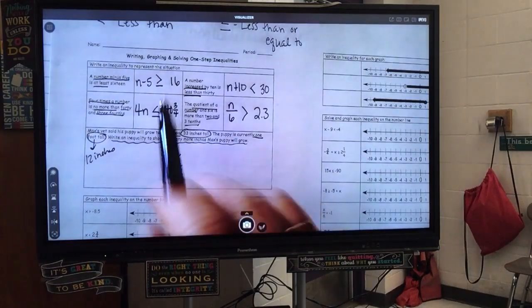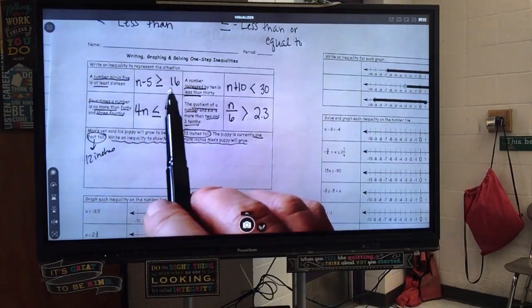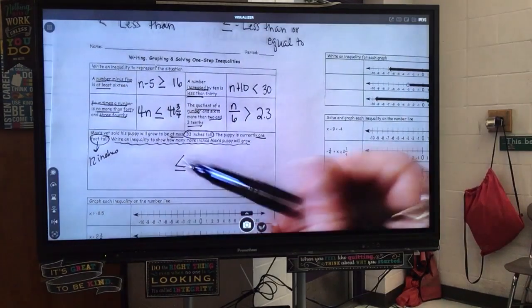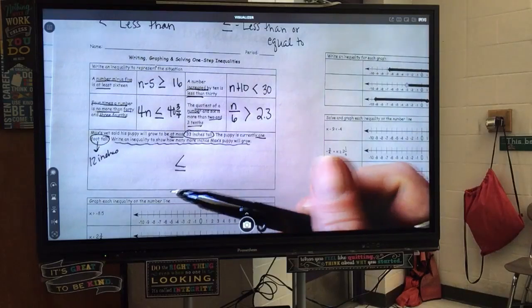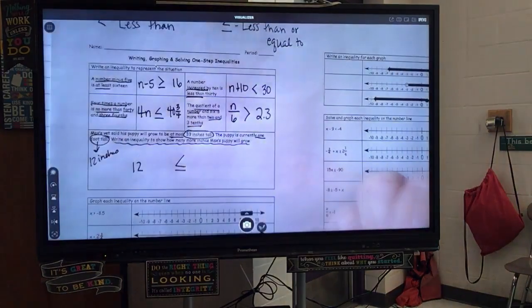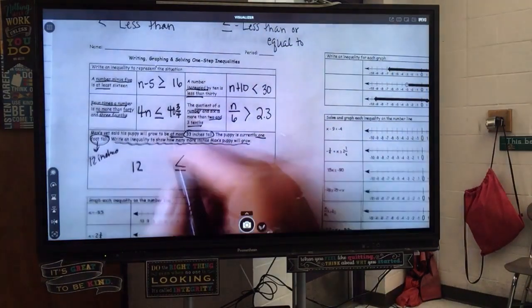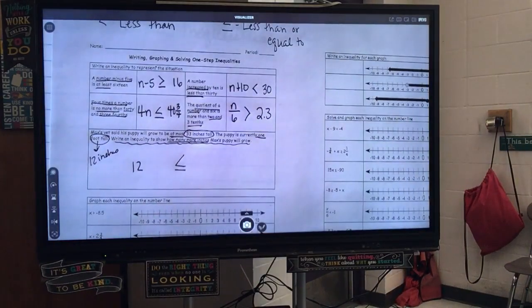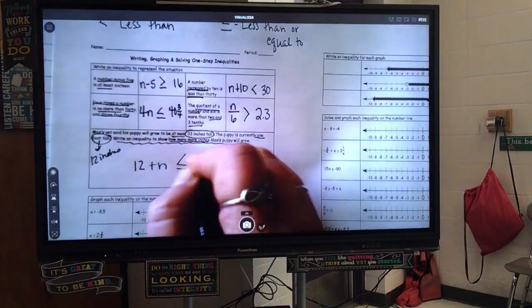So, we wrote the scenarios up here. This is a word problem that you have to write the inequality for. So what do we think it's gonna look like? We already know that it's less than or equal to. Michaela? 12 is less than or equal to 33, because you have to show how many more inches. Caleb? 12 times what? Nope. 12 inches plus n is less than or equal to 33 inches.